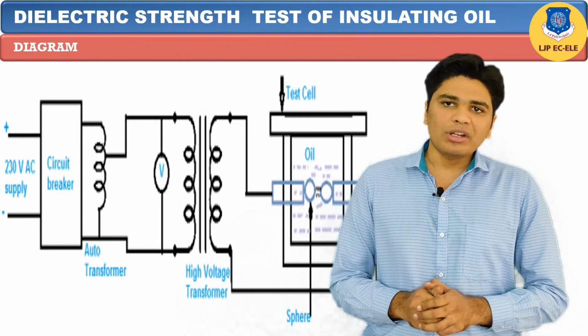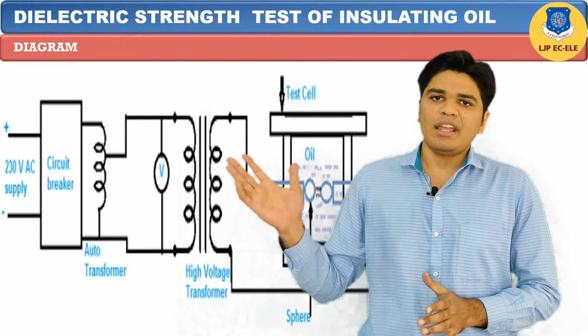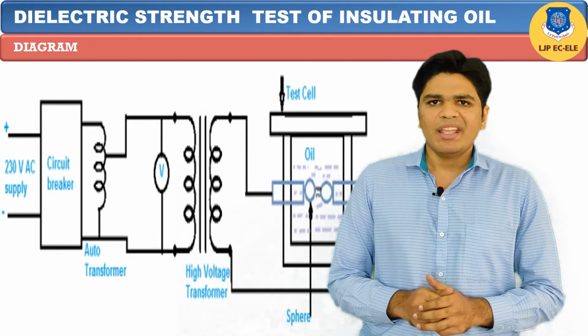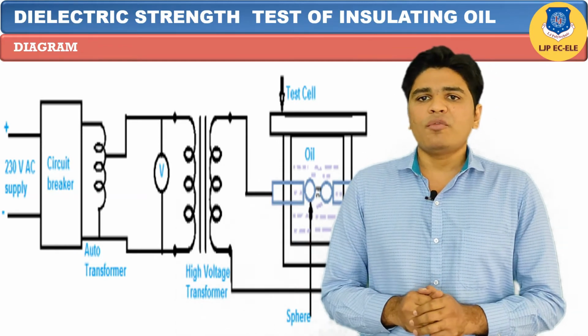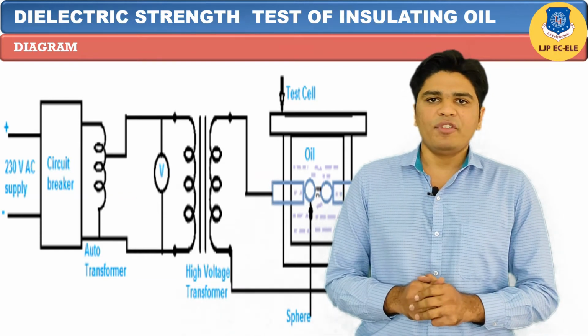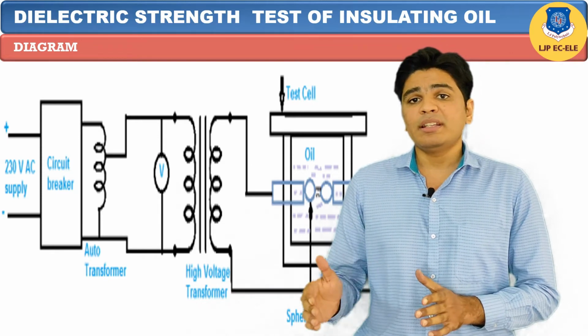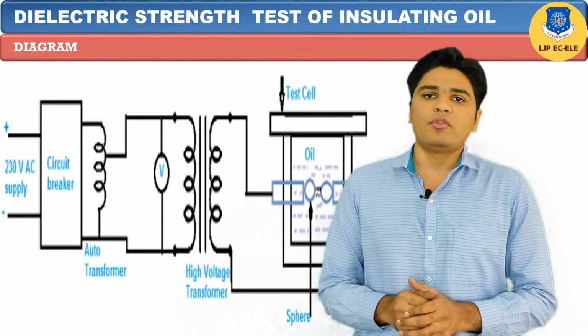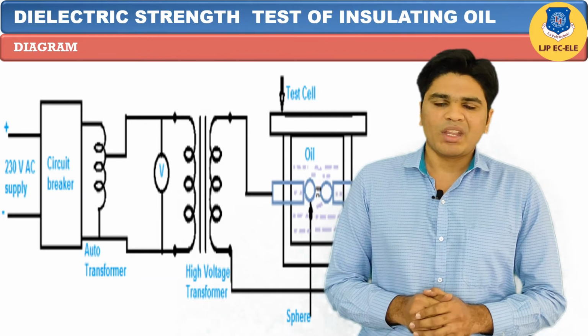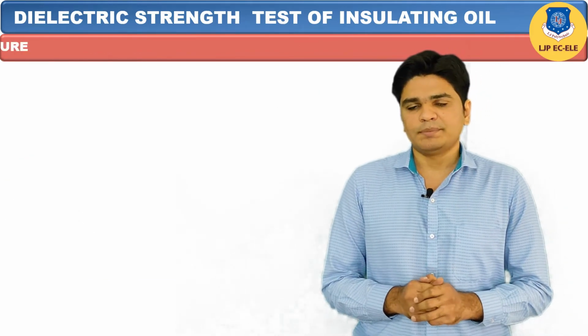By using the auto transformer, variable voltage is supplied to the primary of the HV transformer. The given voltage to the primary of the auto transformer is generally about 230 volt AC at 50 Hz frequency. Here a circuit breaker is connected between the supply voltage and the auto transformer for safety reasons. Now we will see the main points of the testing procedure.